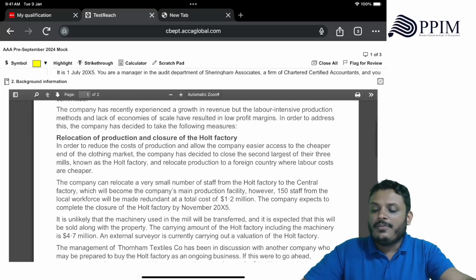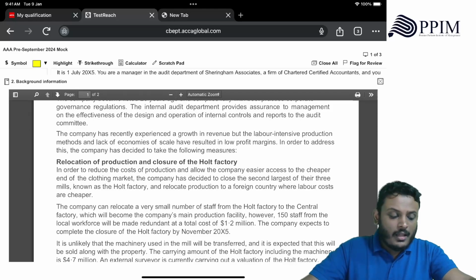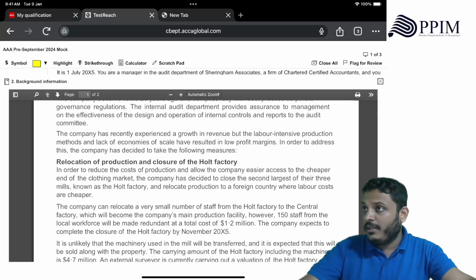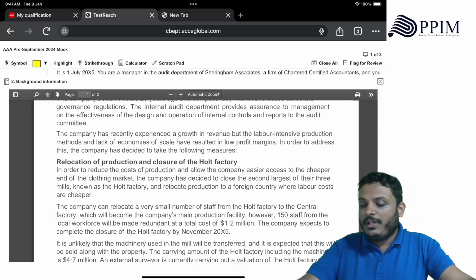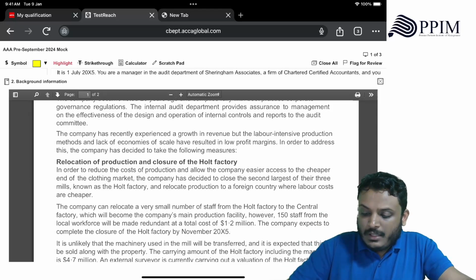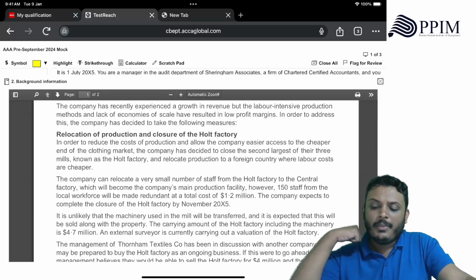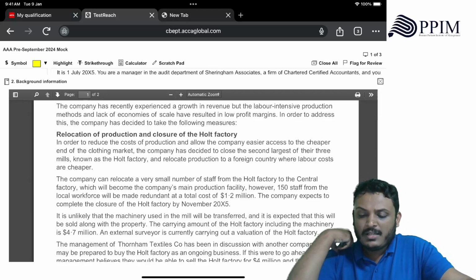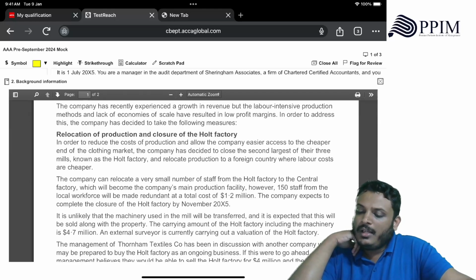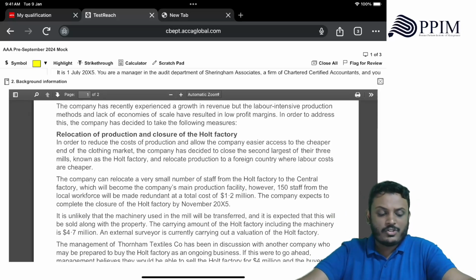See here, the first thing they are discussing is that they are moving to a cheaper alternative. If you look here, the cheaper end of the clothing market, close the second largest of three mills and relocate production to a foreign country where labor cost is cheaper. When they move to a foreign market, there is a forex risk that you have to explain here.